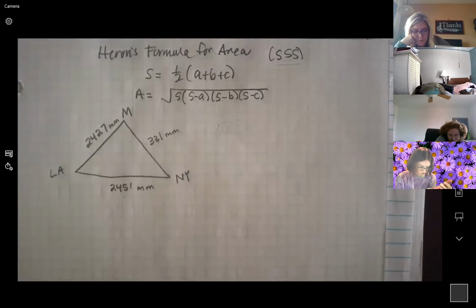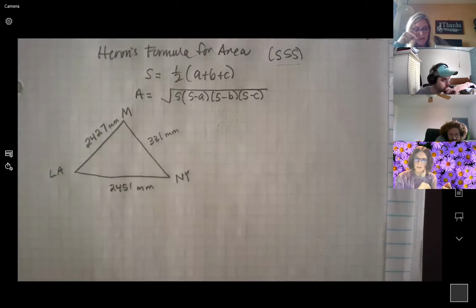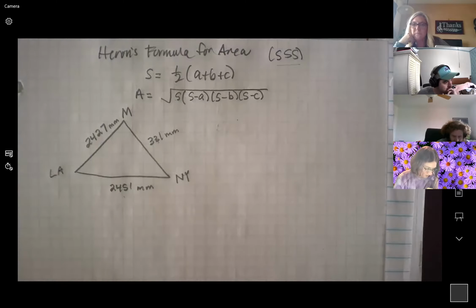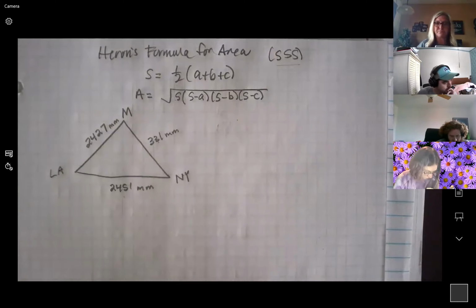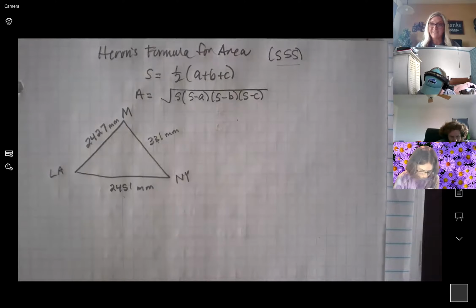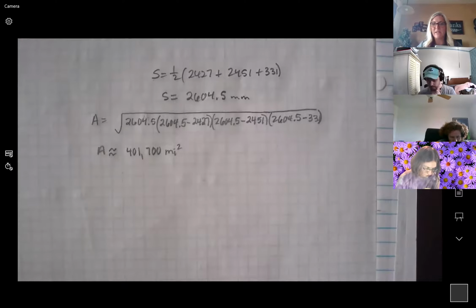What'd you get for S? 189.89. Okay, I got 2,604.5. That's also what I got. Okay, try that again. Yeah, just try adding these together and dividing them by 2. Okay, that is good. So rounded, I got 401,700, but that seems really high. That's what I got. Oh, okay. And it said the answers in miles. That's why I put miles squared on there, because it's in the middle there.